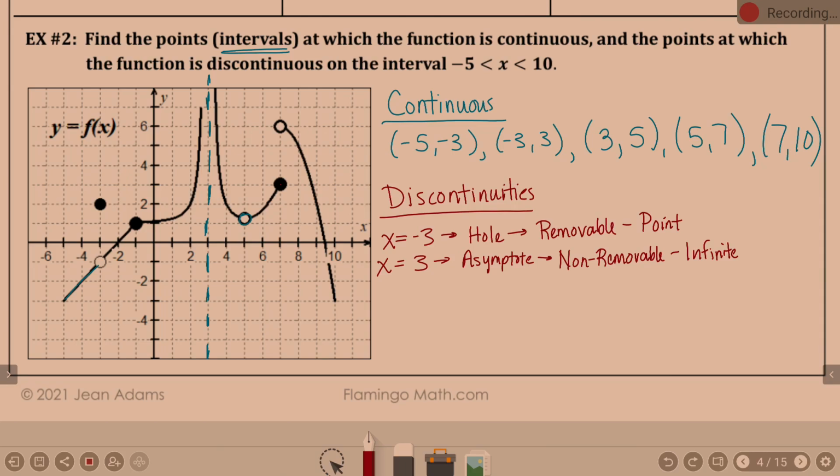I have x equals -1. What? I have it as a hole and removable. But it's filled in our picture, isn't it? Okay, I'm going to skip over that one. Okay, keep going. 5. What about 5? Oh. Okay, so a hole would be removable or point discontinuity.